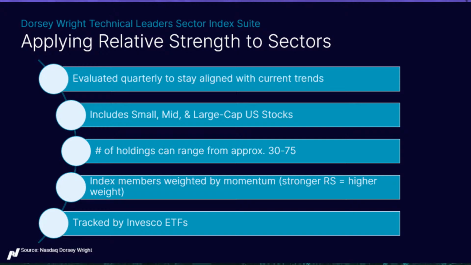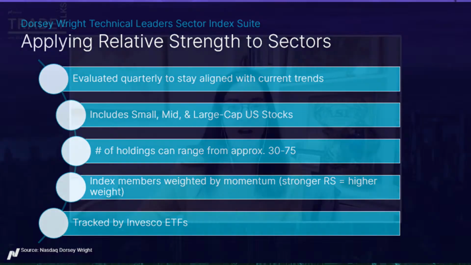Again, the number of holdings can range from 30 to 75, and the index members are weighted on momentum. The stronger the relative strength, or the stronger the ranking that stock holds in the overall ranking, the higher the weight. So the stronger the stock, the higher the weight. And again, these are tracked by the suite of Invesco sector ETFs here in the United States.